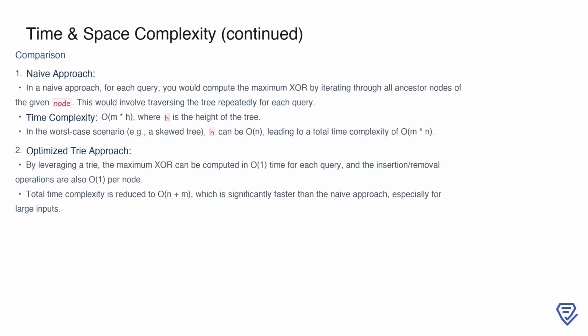In contrast, the optimized trie-based approach reduces the total time complexity to O(n plus m). This is because the trie allows us to compute the maximum XOR for each query in O(1) time, while insertion and removal operations for each node also take O(1). Thus, the trie-based approach is significantly more efficient, especially for large inputs.